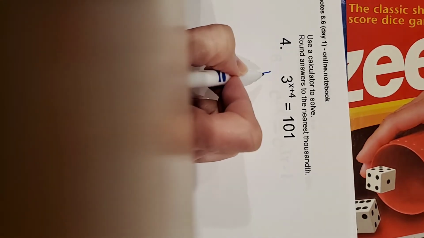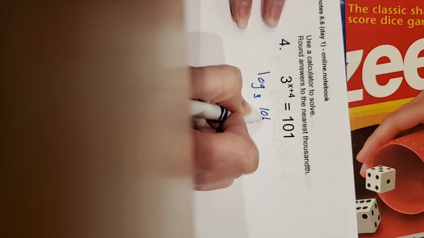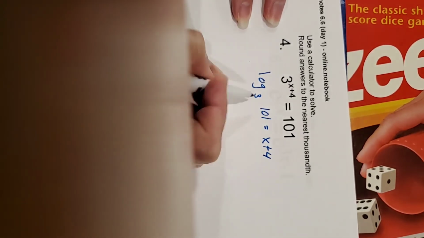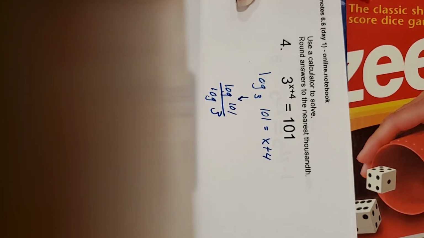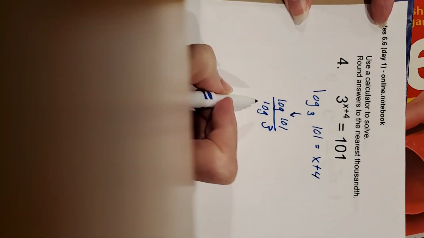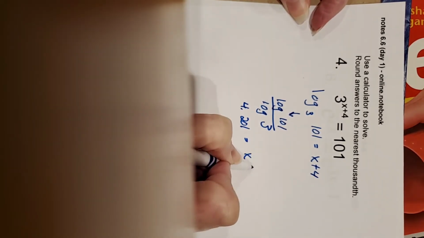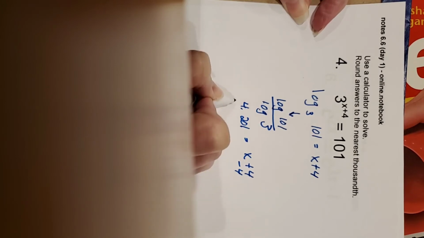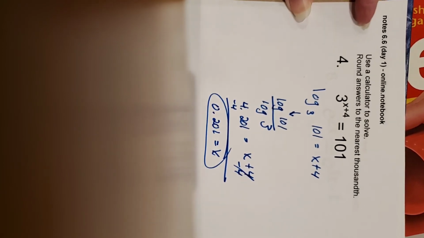Now we're going to work on this one. We're going to put it in log form, so it's going to be log base 3 of 101 equals x plus 4. Use our change of base here. Take log 101 divided by log 3, and we're going to get a decimal. The decimal value of that is 4.201 equals x plus 4, and then just solve for x. So we subtract 4 from each side, and we get 0.201 equals x.